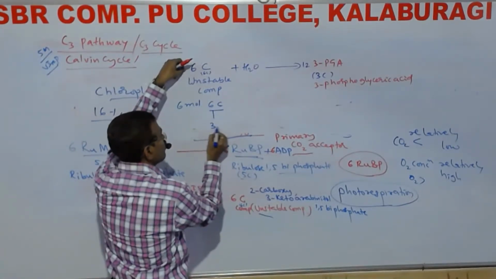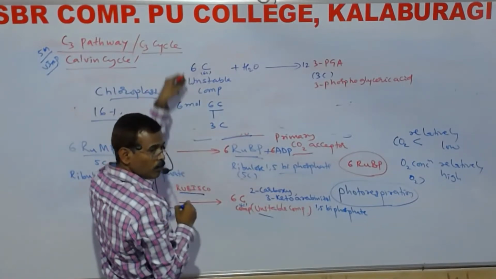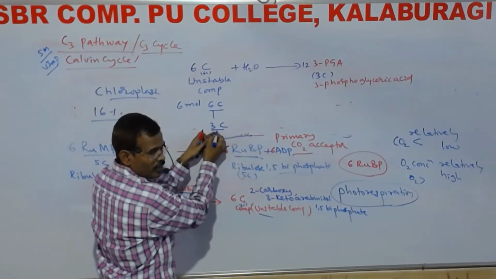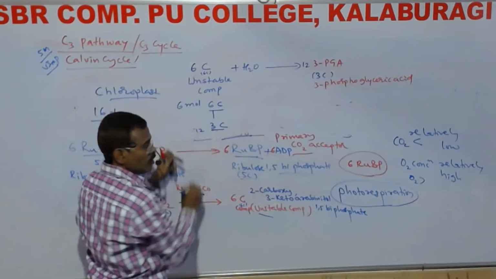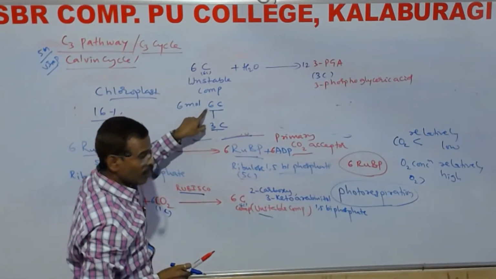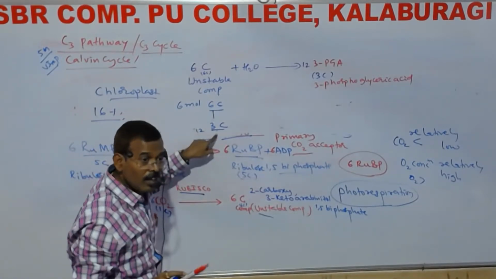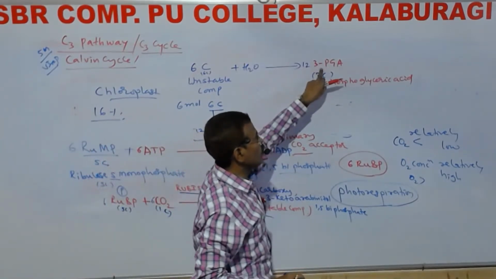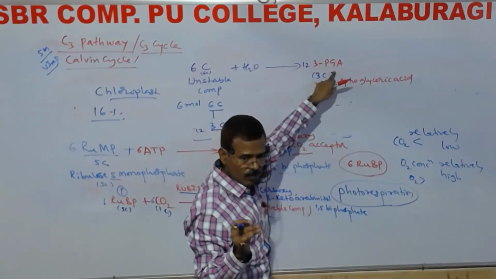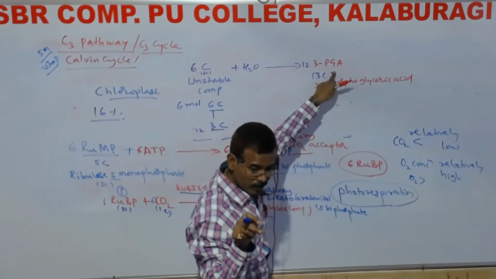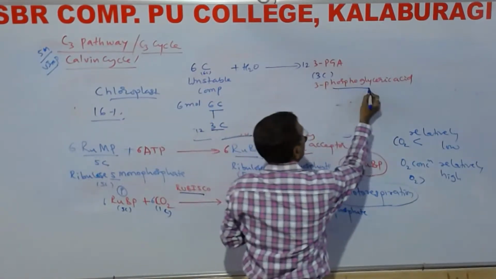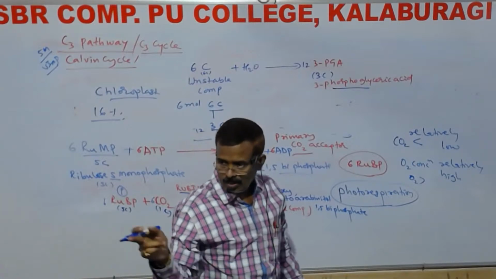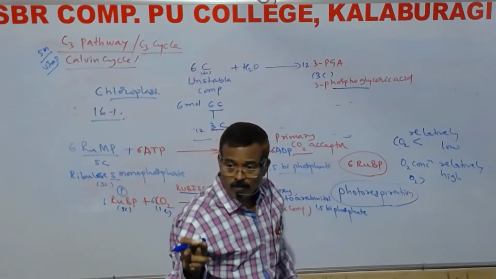The 6-carbon compound splits into 3-carbon compound. Will the number double or be reduced? 6 carbon, 6 molecules. 3 carbon, how many molecules? 12 molecules. So we will get 12 molecules of 3-phosphoglyceric acid, where the phospho group is attached to the third carbon. That's why it is 3-phosphoglyceric acid. This is the first stable product formed.